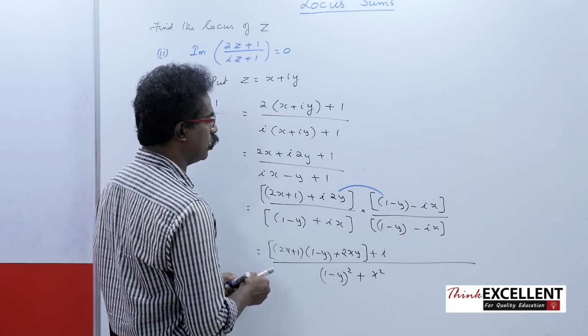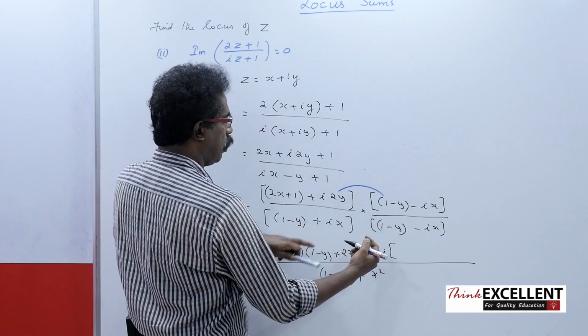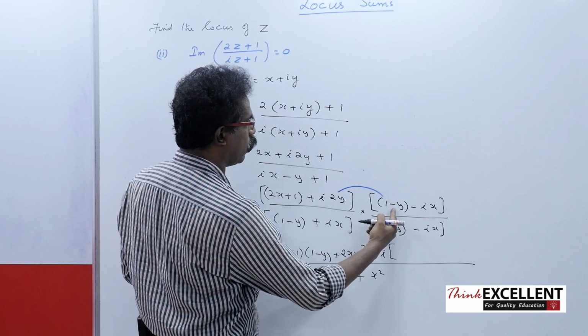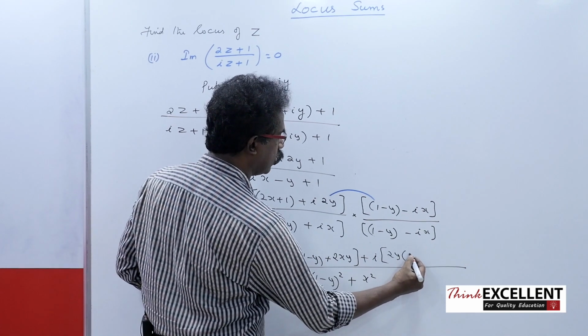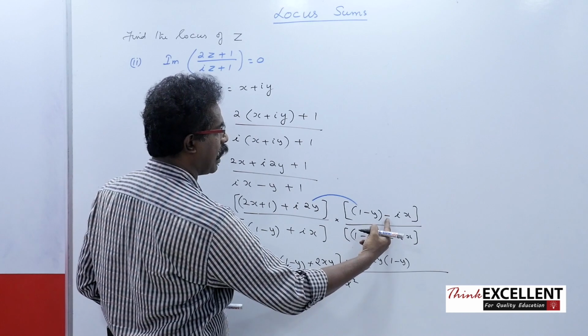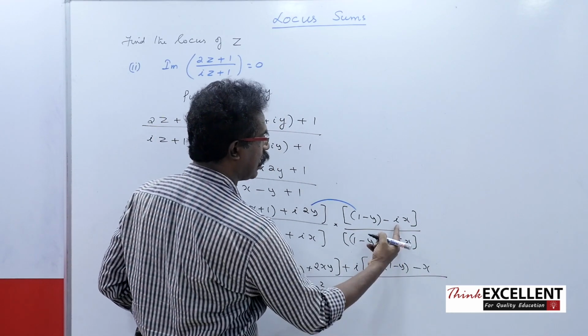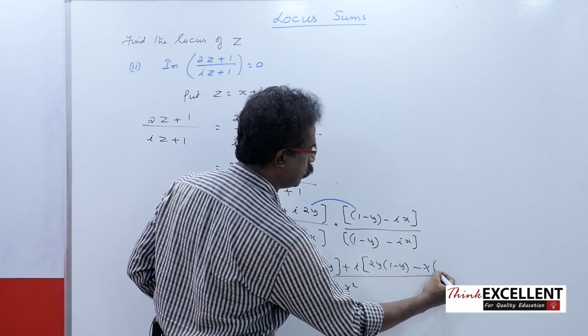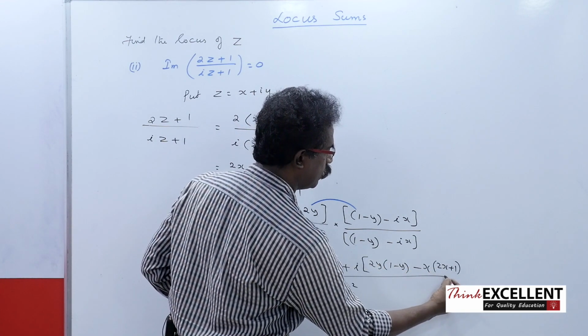for the imaginary part, you multiply the middle two and the last two. So i into, middle two, these two you multiply, right? So i into 2y into (1 minus y). Then first and last: minus x into, i already taken out, so minus x into (2x plus 1).